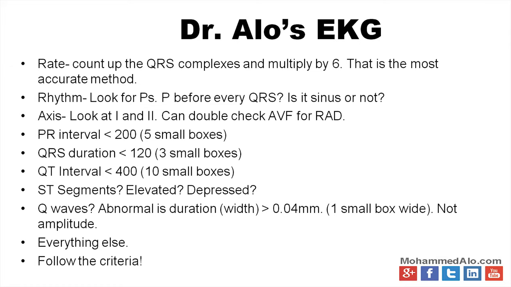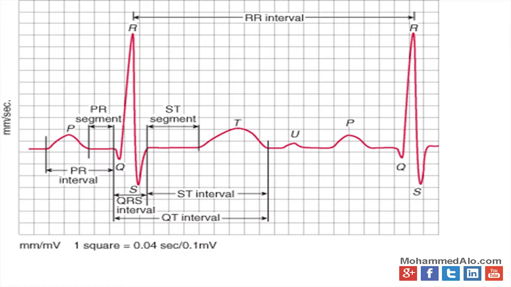So here's your basic EKG in magenta with the various segments labeled. You start with the P, you have the PR segment next, then a Q if there is one, then your R, then your S, then your ST segment, your T wave, and then possible U waves, and then the next P starts. You also have the PR interval, the QRS interval, QT, ST segment, all that stuff. This is basic cardiology, but it's here for reference.